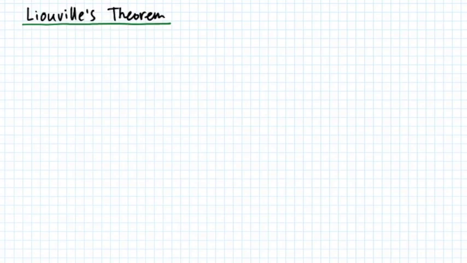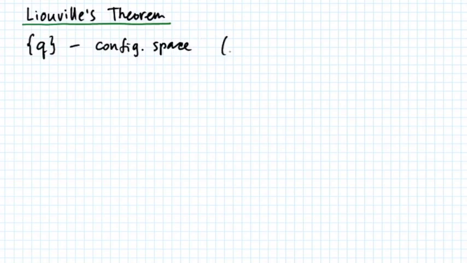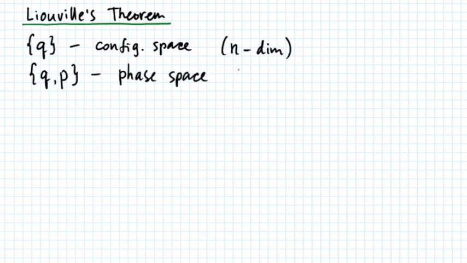Let's prove Liouville's theorem. Recall that we defined all of the generalized coordinates as a configuration space. In other words, it's a space that uniquely defines position of the system, and it is n-dimensional. Now with Hamiltonian mechanics, we have coordinates and momenta, which is known as the phase space. And now it has dimensions of 2 times n.